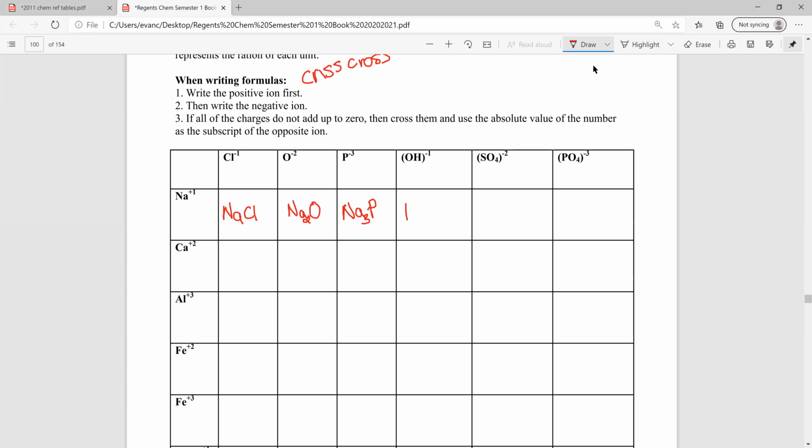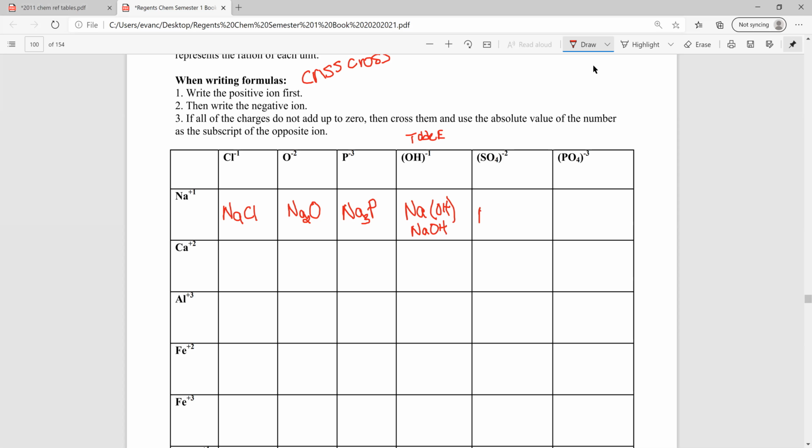So now I have my positive 1 sodium, and now this is a polyatomic from table E. This is the hydroxide ion. And so that's going to go in parentheses. And I have a positive 1 and a negative 1. So then that's all set. Since you only have 1, you can also eliminate the parentheses if you would like, but you're not necessarily wrong to have the parentheses there.